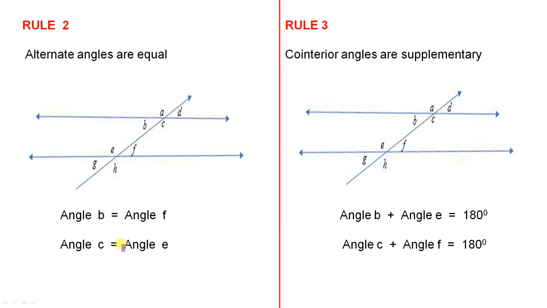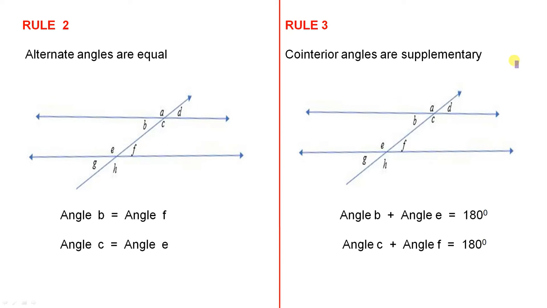We also have angle C equals angle E. There it is there. Again, they're both inside the parallel lines. They're opposite sides of the transversal. They are both equal and they're called alternate angles.